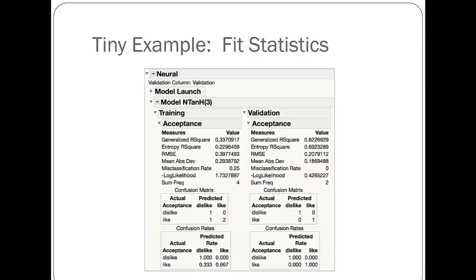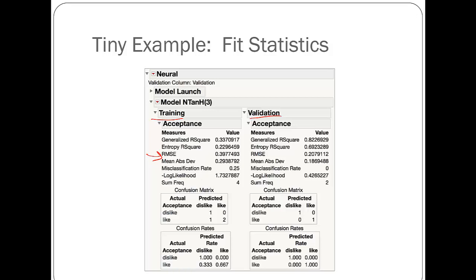The output that we get in JMP looks like this, and you can see we've got a training set and a validation set, and there are several different measures that we haven't talked about. Generalized R squared, for example, and entropy R squared, and we're not going to get into those, but RMSE, we did talk about that.